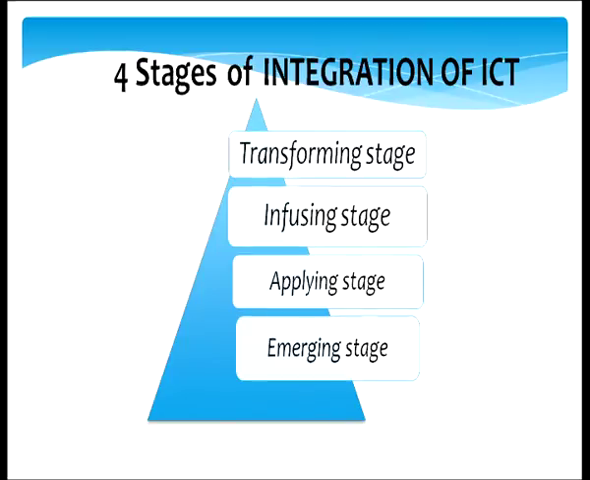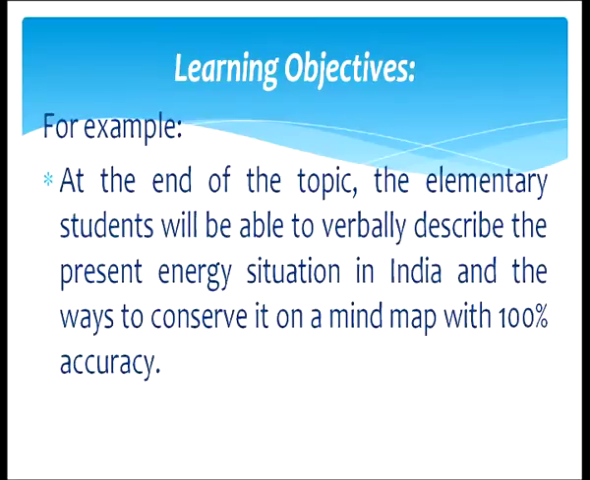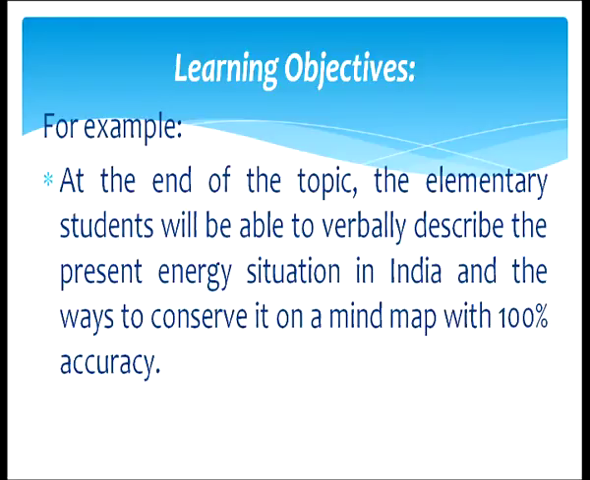So, in these different stages, we have seen that we need to formulate the learning objectives. So, keeping in mind what kind of approach we have been using, we formulate the learning objectives. The learning objectives, which are based on the ABCD model, could involve all the 4 components. For example, at the end of the topic, we may say that the elementary students will be able to verbally describe the present energy situation in India and the ways to conserve it on a mind map with 100% accuracy.